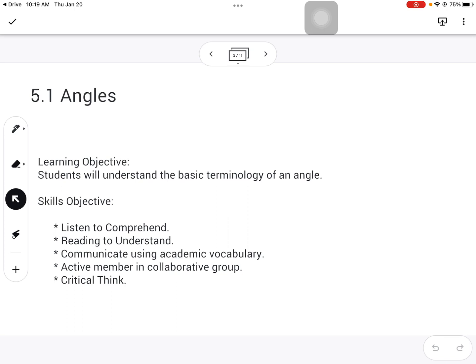At any point in the video, if you fall behind or don't understand something, stop the video, get caught back up, or rewatch that part of the video because sometimes it takes a couple times through to understand what's being said. All right, our learning objective for the day is students will understand the basic terminology of an angle.